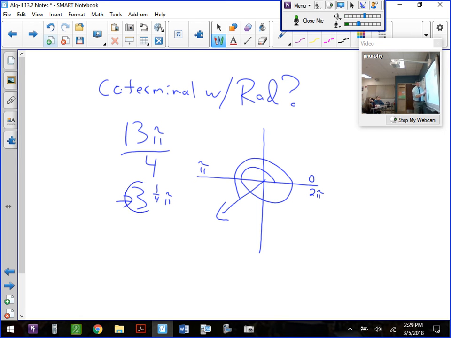So if I'm looking at this, I went 3 pi. I went down 3, and then how far did I drop below that third pi? A fourth. I moved down pi over 4 there.